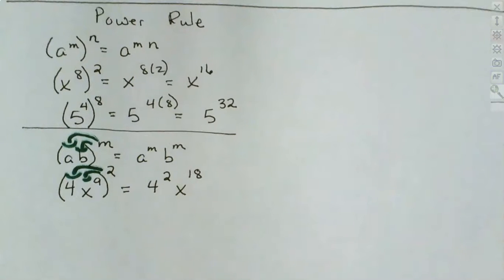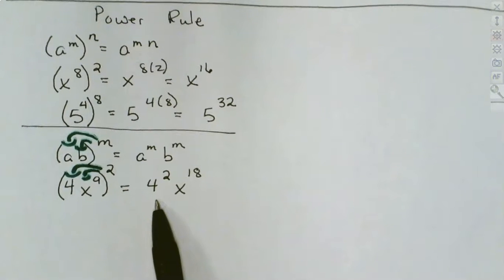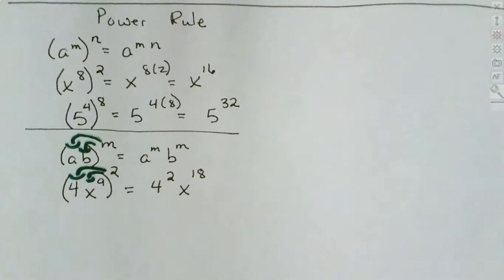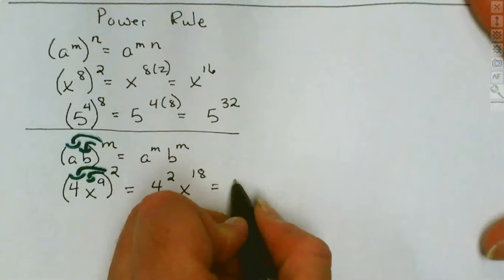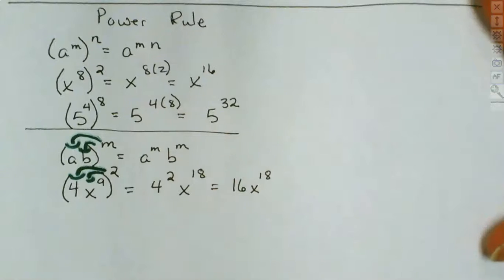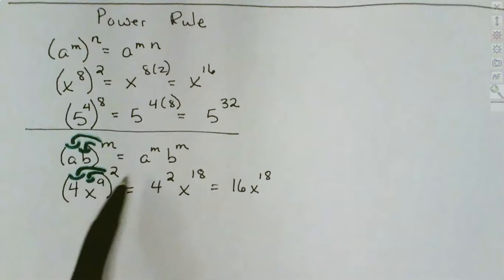Now, where do students make a mistake? I guarantee that someone is not going to write out 4 squared. They're going to write out 8, and that is not correct. You have to distribute your square through, and then what do we know about 4 squared? 4 squared is not 8. 4 squared is what? 16. So what would your final answer be? 16 x to the 18th power, not 8 x to the 18th. It's going to be 16. Do we see the difference there? Okay, so we're not multiplying the numbers, we're using it as an exponent.